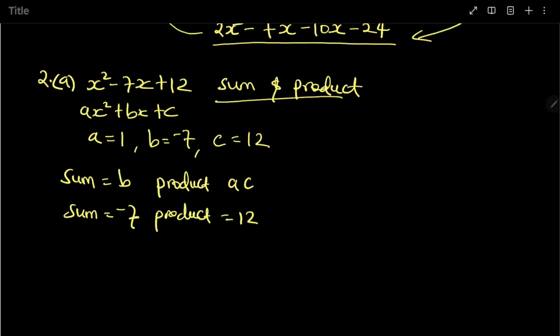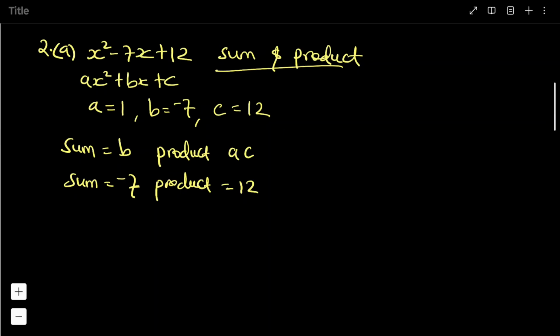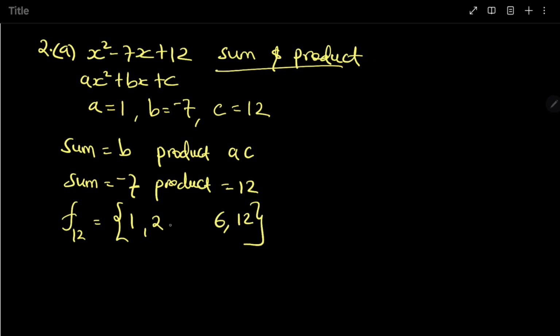So after getting our sum and product, the next level, we are going to find factors of our product value, which is 12. What are the factors of 12? Suppose we have 1 and 12. We have 2 and 6. And then we have 3 and 4. All those values that can divide 12. 12 divided by 12 is 1. 12 divided by 6 is 2. 12 divided by 3 is 4.